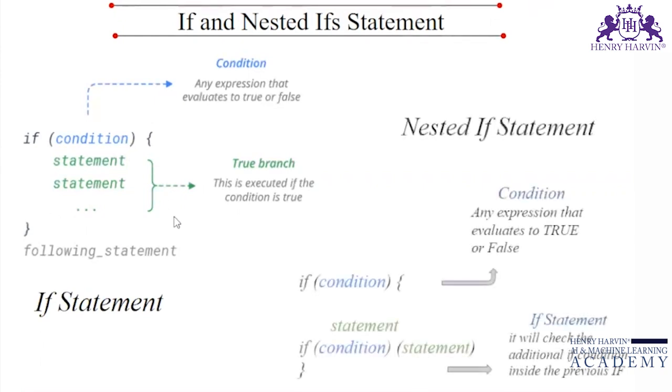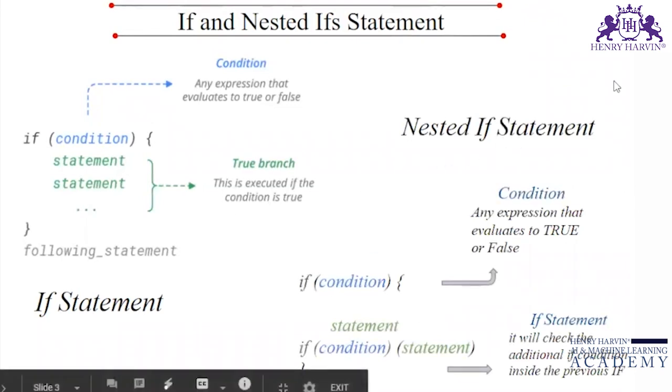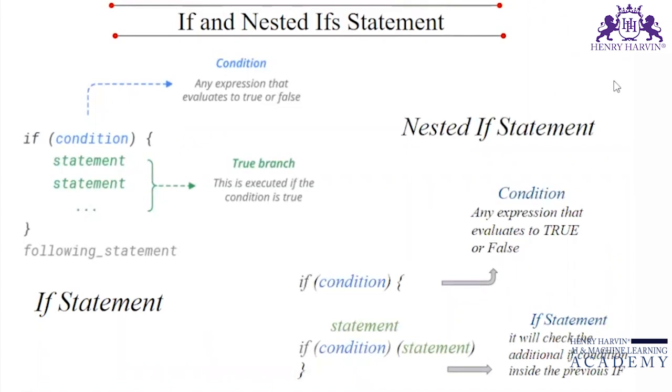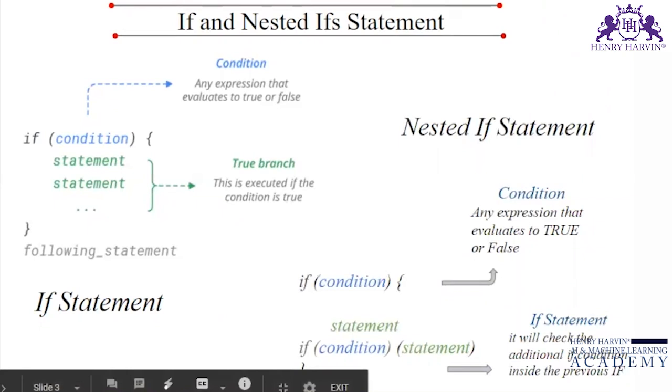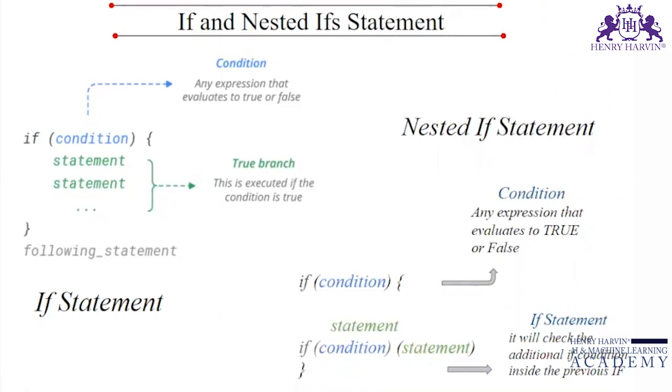The second one is nested if. Nested if works when there is an if condition, a condition that we want to evaluate, which is true or false. If it is true, the statement inside the curly bracket will get executed, and then there will be an additional if condition inside it, which again will check the condition and execute the statement that is written along with it. So nested if contains an additional if inside the main branch.